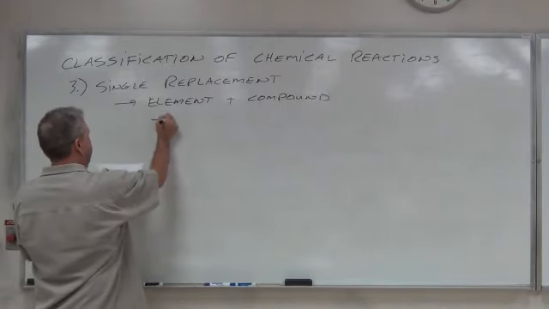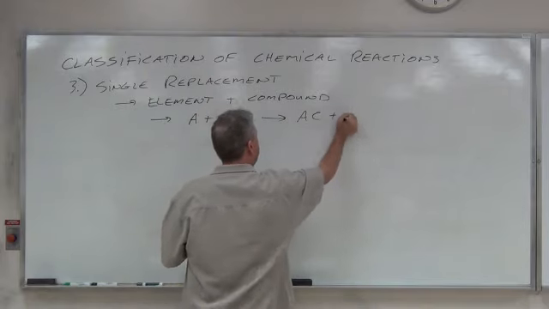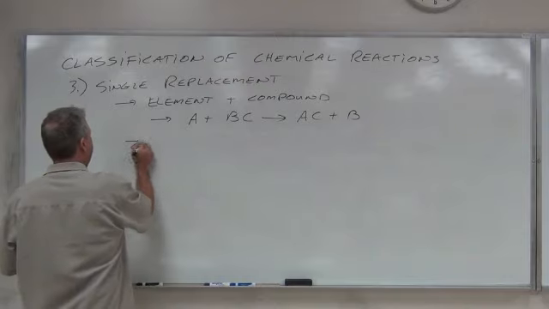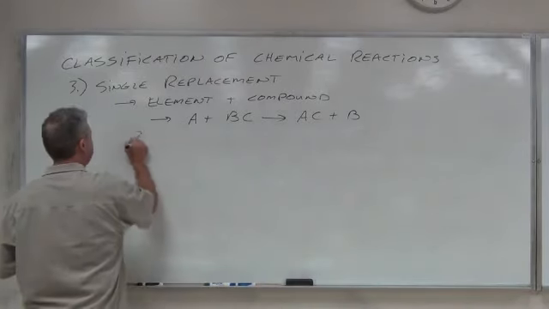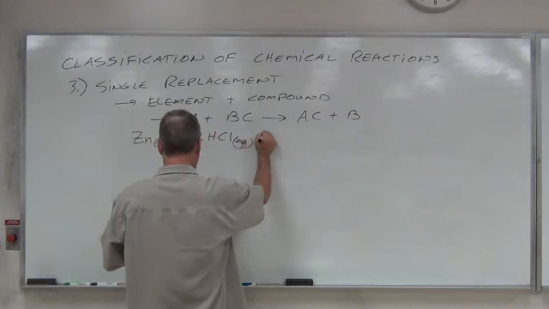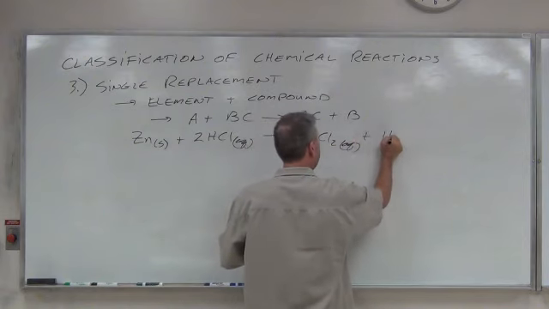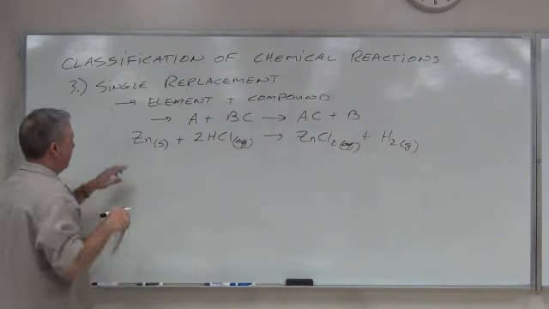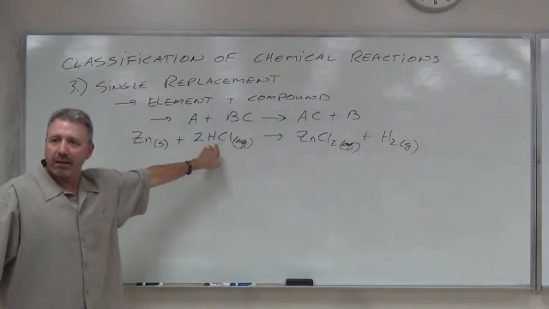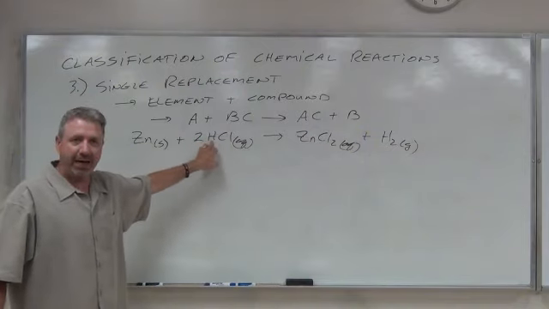Copper. The general reaction here is A plus BC going to AC plus B. And in this case, you see that A replaced B in the compound. It's always a dead giveaway because you have an element reacting with a compound, and the element is going to replace one of the elements in the compound. Usually it's a metal and it involves a replacement of the cation, the first one.